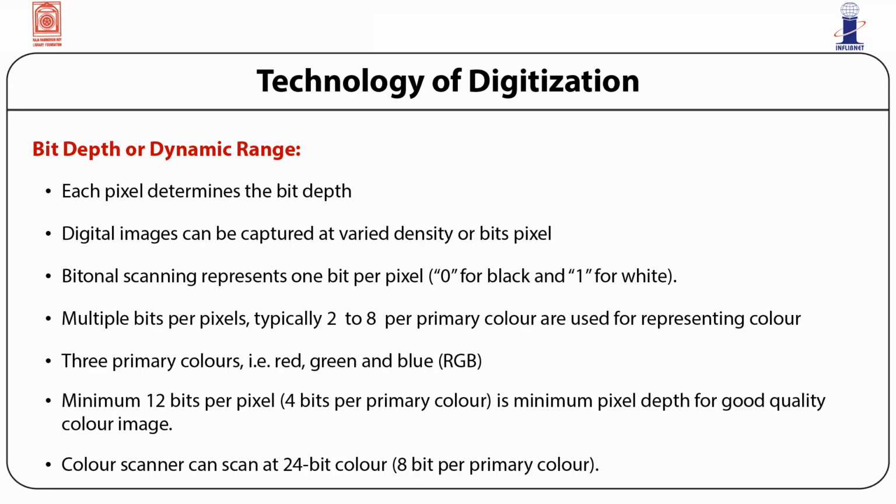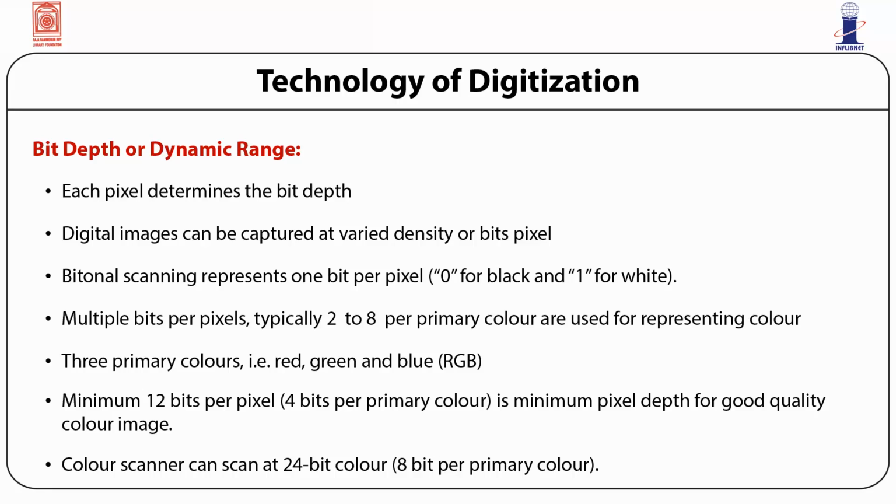On a basic scale, it may be denoted by 2 to 8 bits per color, or 12 bits can also be used per pixel for better quality. In that, 4 bits per primary color will give the minimum pixel depth for a good quality image. And there are color scanners which can now scan at 24-bit color. That is 8 bits per primary color. That means 8 bits are used for green, blue and red. So that will give better quality on the display.